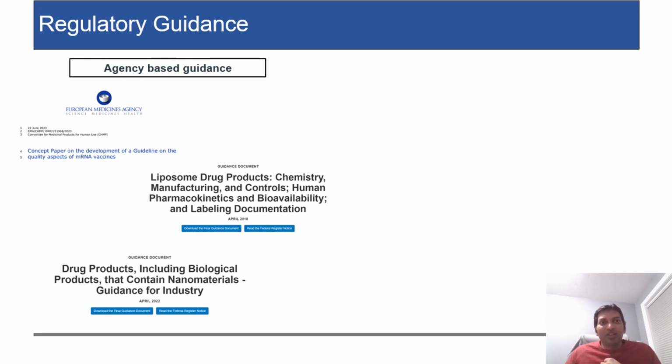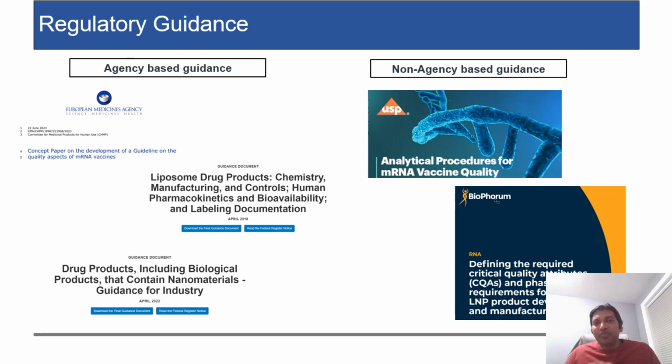On the same lines, there are different articles that have been produced from non-agency based methods. Some examples are from USP, which has analytical procedures for mRNA vaccine quality, and BioPhorum has clearly defined some of these critical quality attributes for an mRNA therapeutic, where mRNA is primarily encapsulated in a lipid nanoparticle.